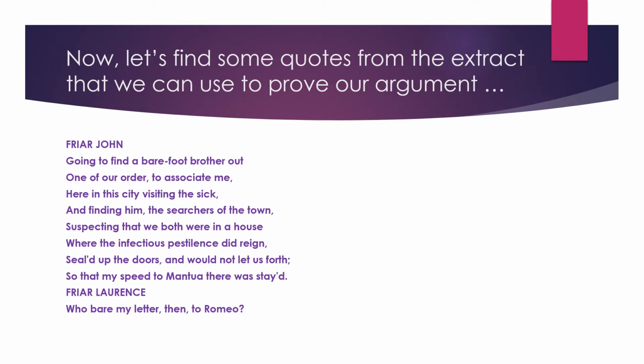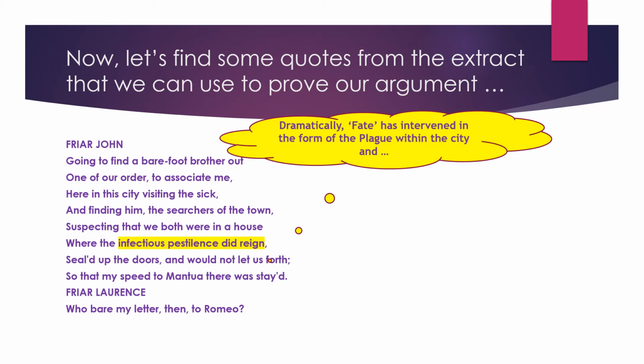Okay, now let's find some quotes from the extract that we can use to prove our argument that fate is intervening and controlling our characters. Going to start with a 4-word quote. Infectious pestilence did reign. Now I'm going to say this is fate intervening dramatically in the form of the plague within the city.